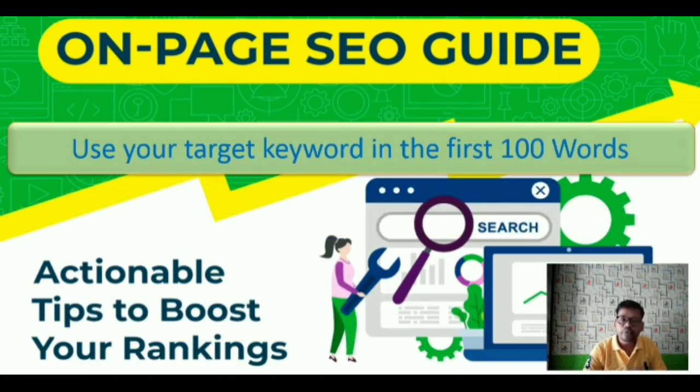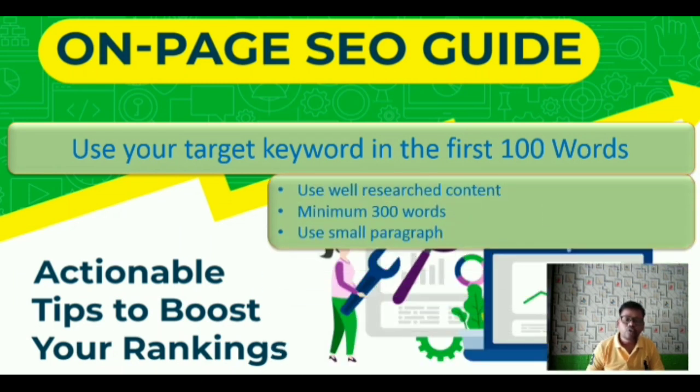Whenever you write any content for your website, at least that keyword should be present within the first 100 words. Whatever first paragraph you write, that keyword should be present in it. So within 100 words that particular search keyword should be there. And once you are planning to write an article for your website or blog, make sure there are at least a minimum of 300 words.